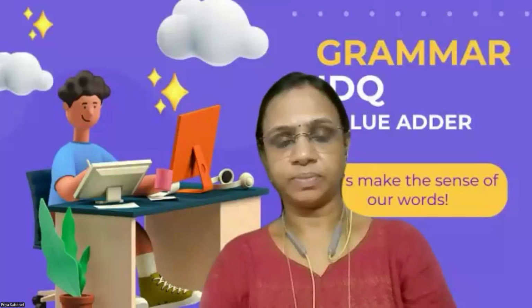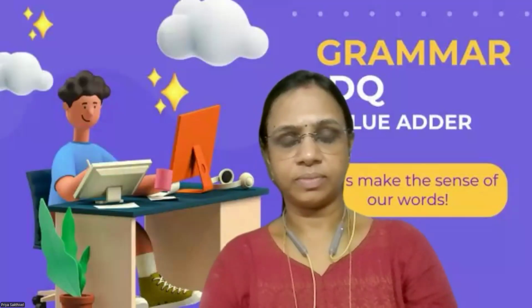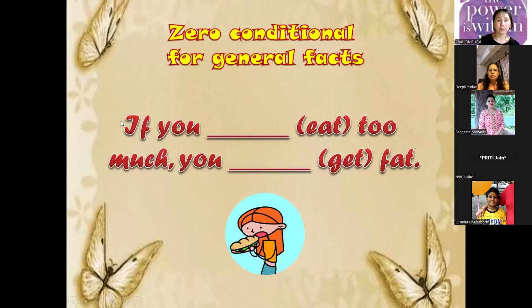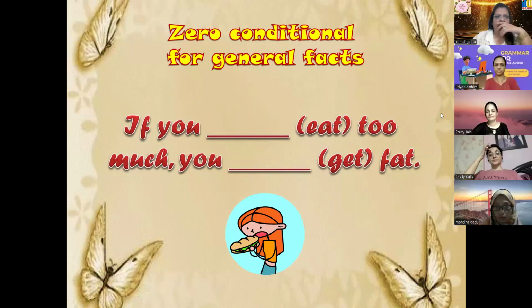Let's do a small quiz. I will not cover everything, but as much as we can. Guys, zero conditional is for facts. Whatever sentences we have written, please read them very carefully, because all the sentences are purely based on general facts. I have written the verbs in the bracket, so just please read it.